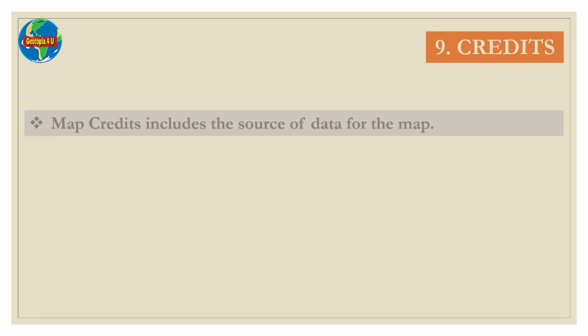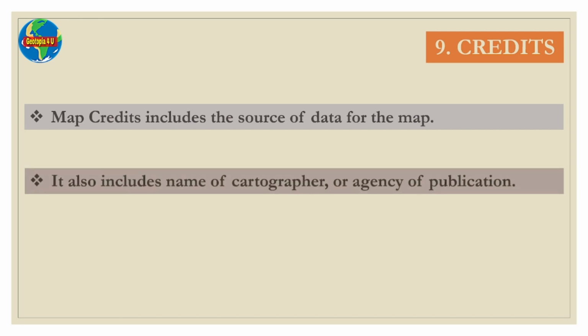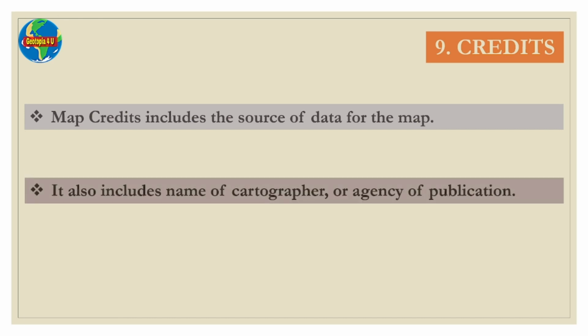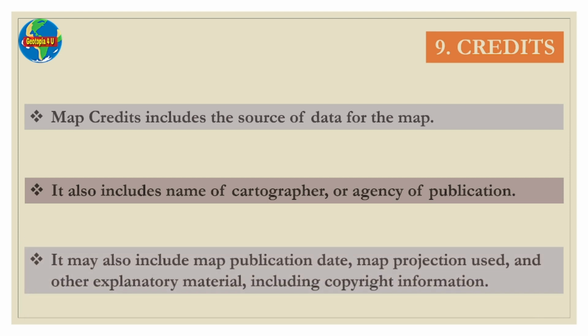Number 9. Credits. Map credits includes the source of data for the map. It also includes the name of a cartographer or agency of publication of map. It may also include map publication date, map projection used, and other explanatory material including copyright information.